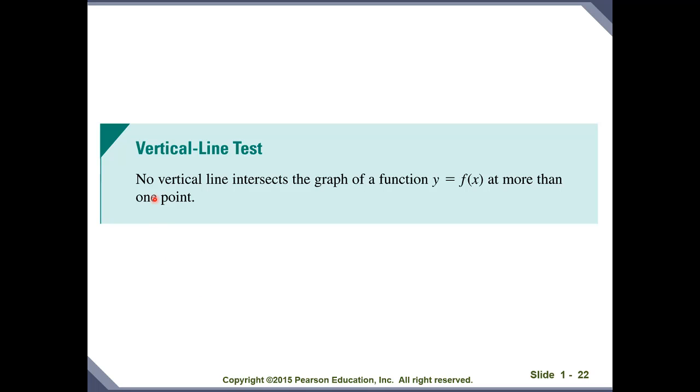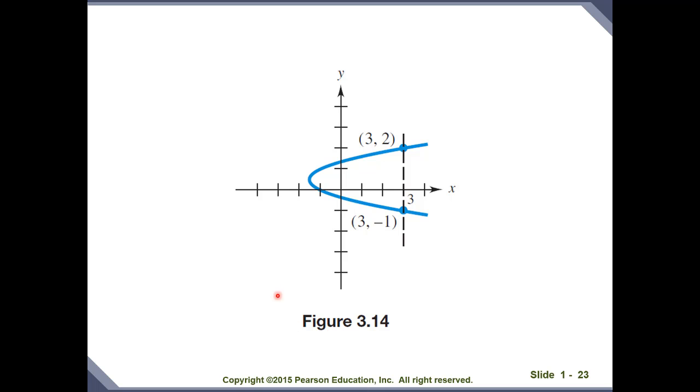Otherwise, it's still an equation, but it's not a function. We call that a relation. If we have a graph that's not a function, it's called a relation. So this would be an example of a graph that is not a function. This is a relation, not a function. And we can tell that because it intersects the graph at more than one point.